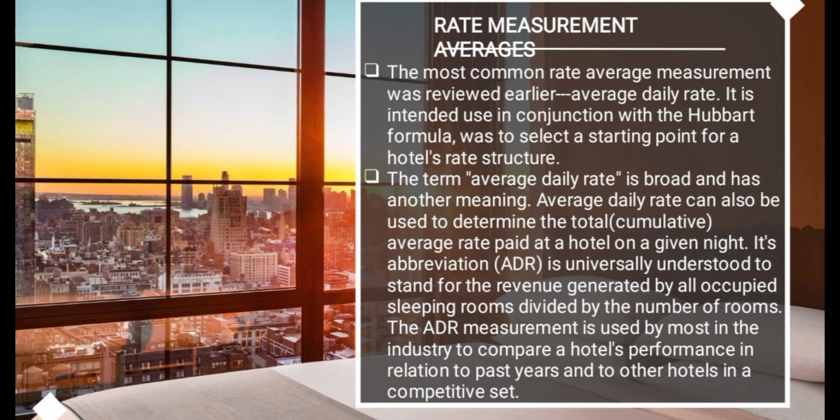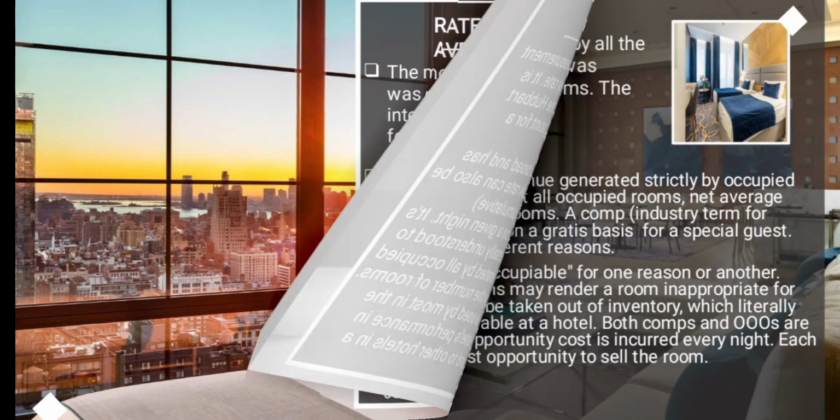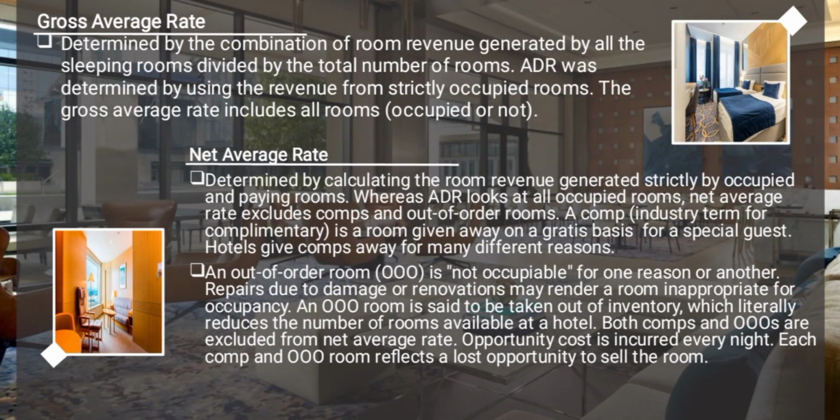The formula of average daily rate is to measure the average daily rate paid for the rooms sold, calculated by dividing the total room revenue by the rooms sold. So the formula is the total room revenue divided by the total number of rooms sold equals the average daily rate. That is the formula of the average daily rate.